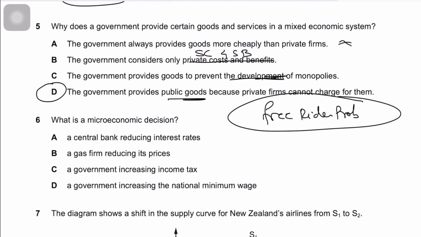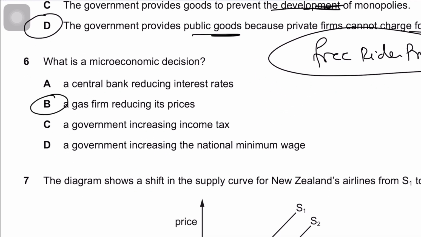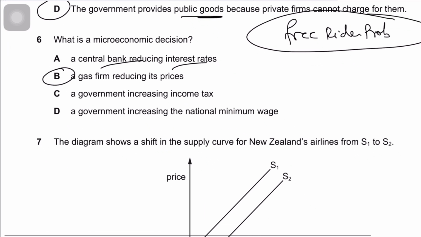Anyways, question number 6 asks: what is a microeconomic decision? This is a very easy question. A gas firm reducing its prices is a microeconomic decision. The central bank, I mean, a monetary authority, talking about interest rates, a government increasing the national minimum wage rates, and a government increasing taxes.